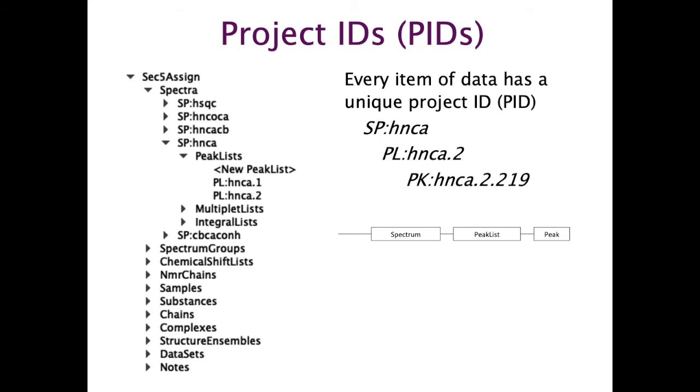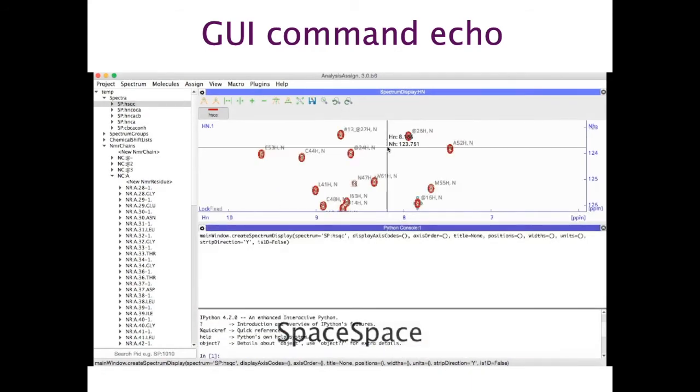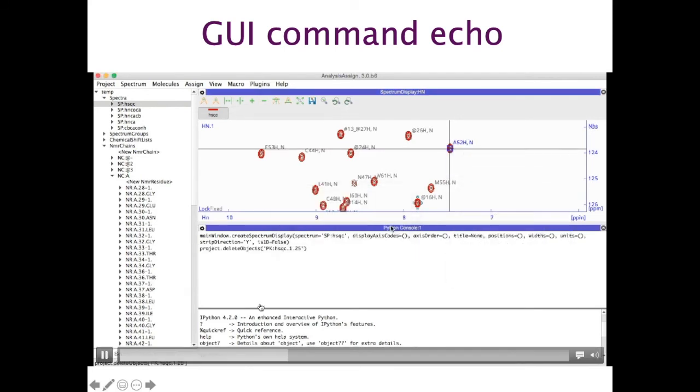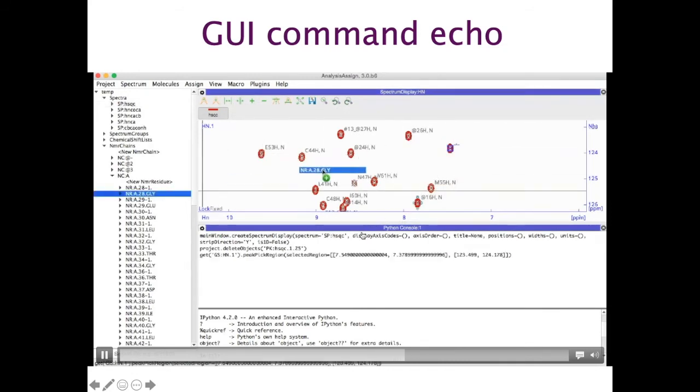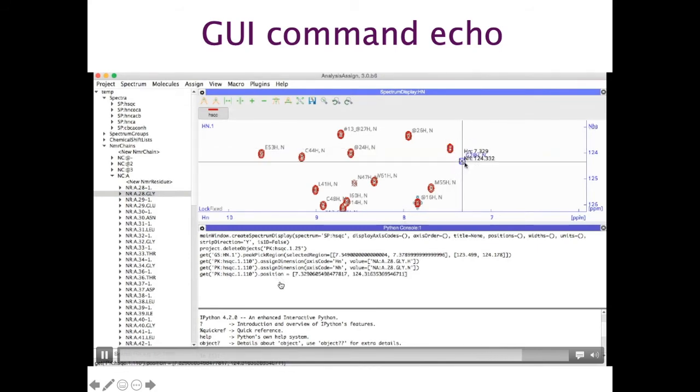Well, there are a number of different ways in which you can do that. Perhaps the easiest way is to use the way in which commands that you execute on the GUI are echoed on the console. So if I press the spacebar twice, I'll bring up this Python console, and you can see the top part is where commands are echoed. As I'm executing things here in the graphical user interface, you can see that those commands are echoed in this top section of the console, and I can then just copy and paste those and use them in my macro.